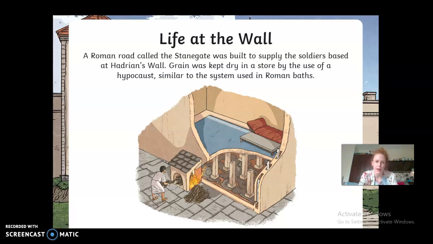Anyway, life at the wall. A Roman road called the Stane Gate was built to supply the soldiers based at Hadrian's Wall. So the Romans built a special road just to send supplies to all the soldiers who were based at the wall. Grain was kept dry in a store by the house of a hypocaust, similar to the system used in Roman baths. Okay. Anyway, they supplied them with grain so they would have food, and they stored it in special rooms.